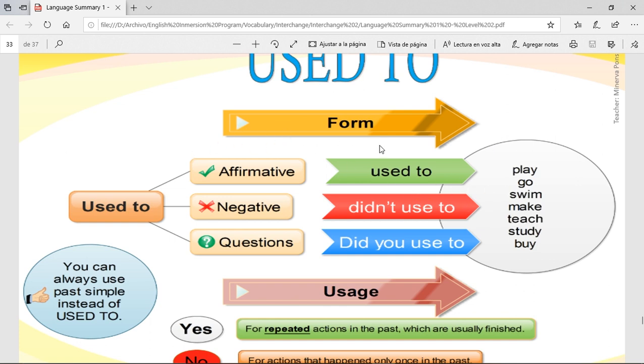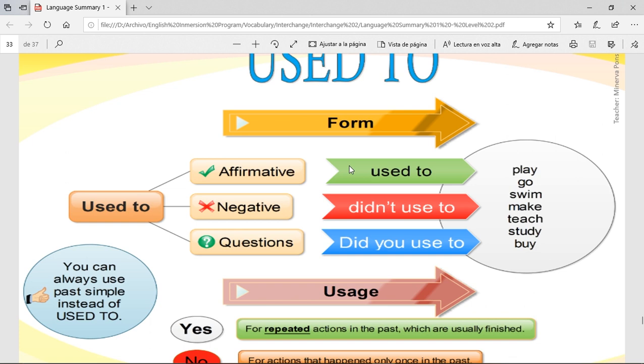Using the subject first. I used to play in the playground. I used to swim every day, but now I don't. I used to teach in a school, but now I don't. I teach online now. I used to buy a lot of things. Now I don't have money. You see, all of these things are things that you used to do in the past, but now you don't.